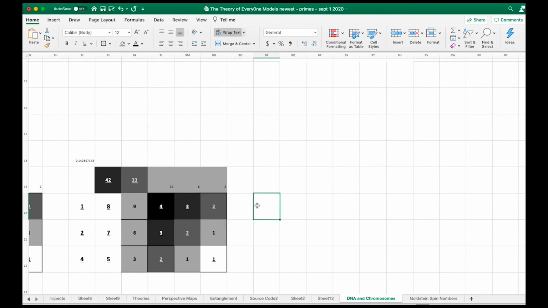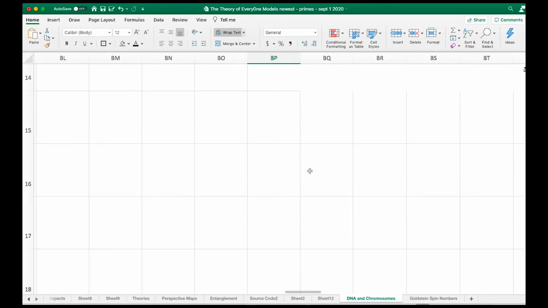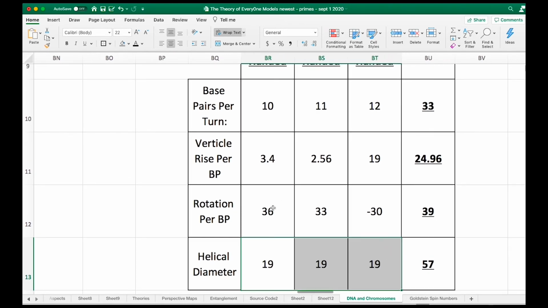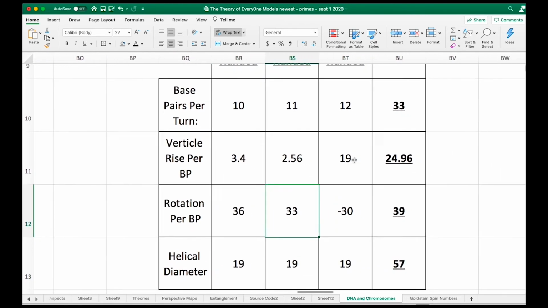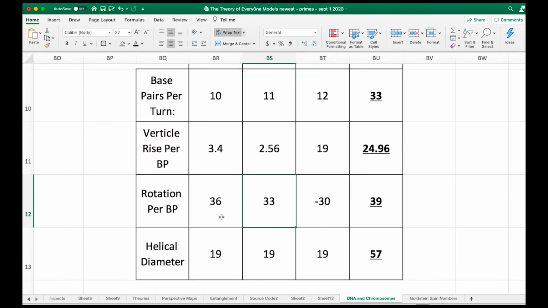Okay, equals sum. It's just outside the range of the screenshot, but 19. So 19, 19, 19, and 33. I'm going to have to study how this manifests into the structure, but I can see it already. There's 19 again, and then you get 33.